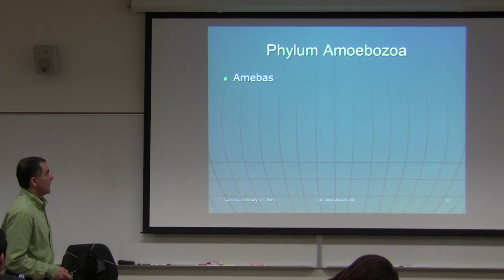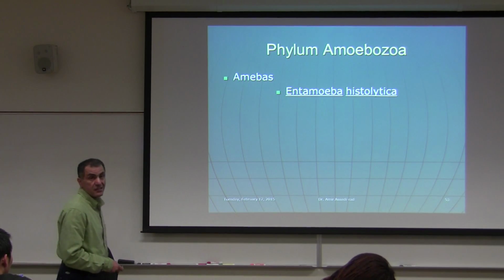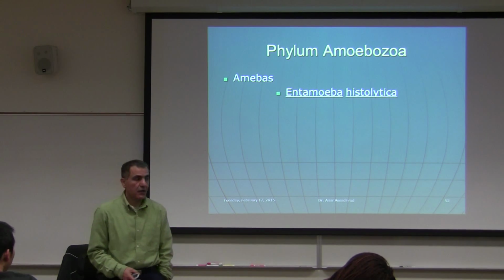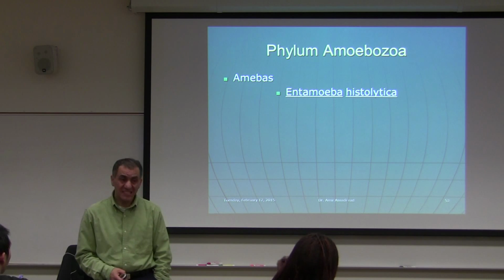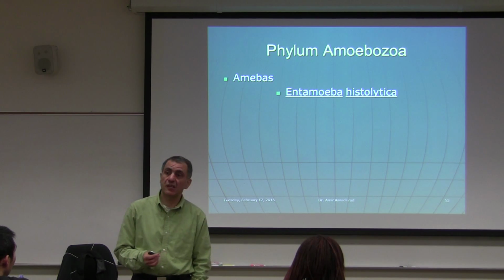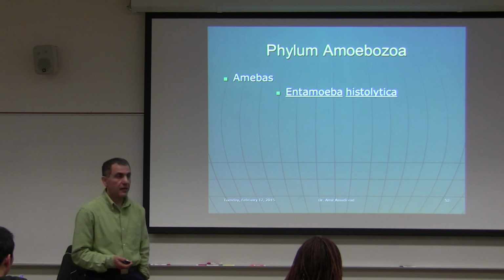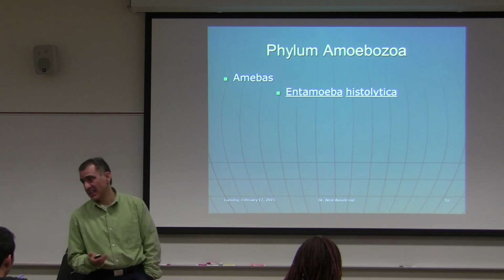Phylum Amoebozoa, amoebas, Entamoeba histolytica. I said a few things about Entamoeba histolytica: they cause dysentery. Dysentery is bloody diarrhea, and it's devastating. It can kill.